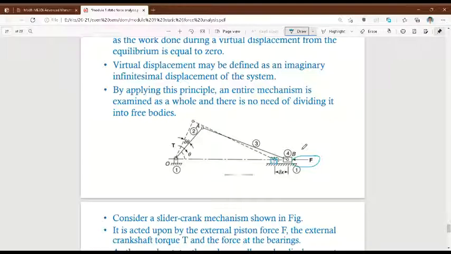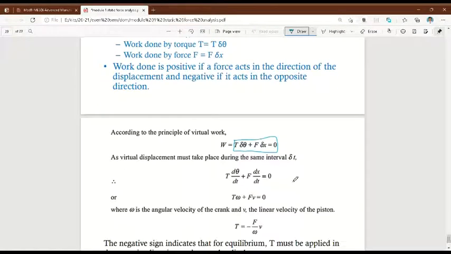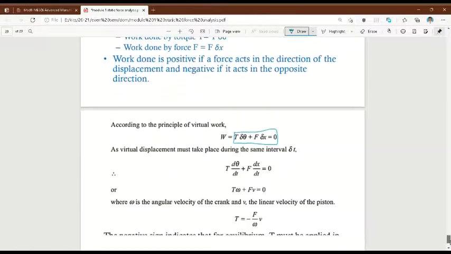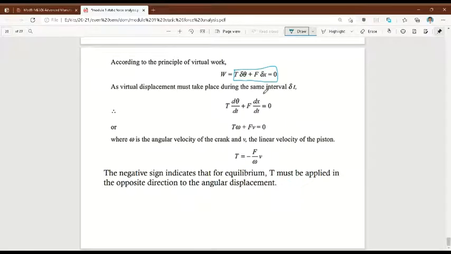If I make it zero, then the total external force applied and the total torque should balance. Force into small distance moved should equal torque into the small angle moved by the crank. That's what is given here.